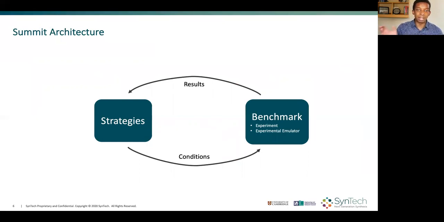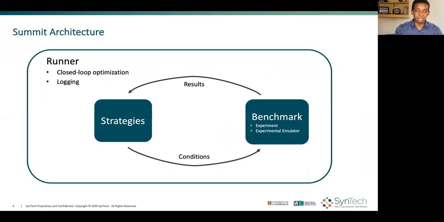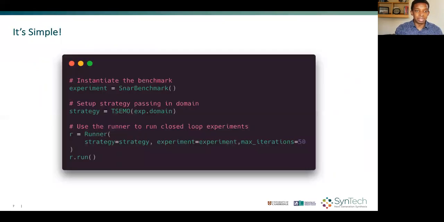And when we feed back the results from the virtual experiments run by the benchmark, we can then use the strategies to suggest better experiments based on what we've already seen in the lab, but in this case, our virtual lab. And we'll use this thing called Runner, which puts it all together that allows us to do closed loop optimization, as well as has some nice features around logging. Okay, and so this is exactly what we're going to be looking at. We'll set up a benchmark, we'll set up a strategy, and then we'll put it all together with runners. So let's go ahead and get started.